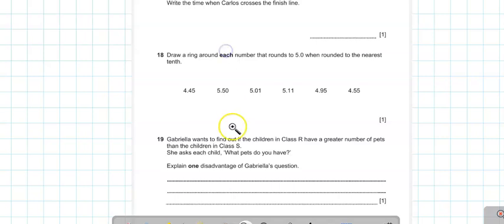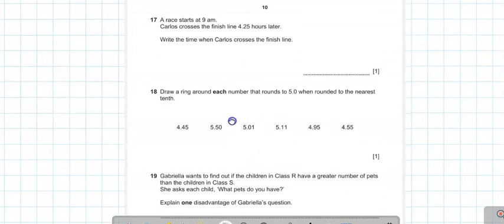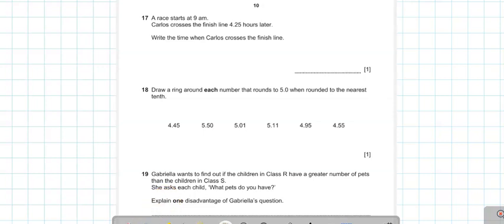And please pay attention in question 17. Race starts at 9 a.m. Carlos crosses the finish line 4.25 hours later. Write the time when Carlos crossed the finish line. In this question, I can use my mental strategy because I know 4.25 means 4 and a quarter, and a quarter hour is 15 minutes, but some of the students make it 4 hours and 25 minutes.